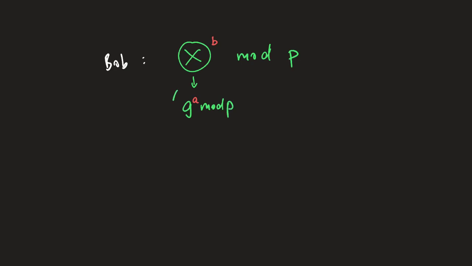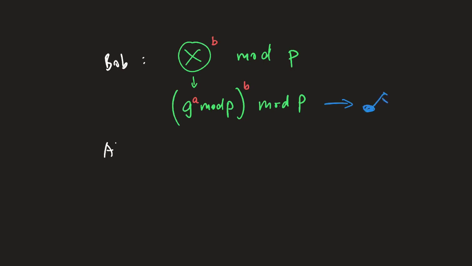So for those of you who are really switched on, you're going to go, hey, is something wrong with that? The calculation that Bob did was Alice's X to the power of his secret B mod P. And that's basically equal to the calculation that Alice did, which is G to the power of A mod P, to the power of B mod P. So that was the key that Bob calculated.